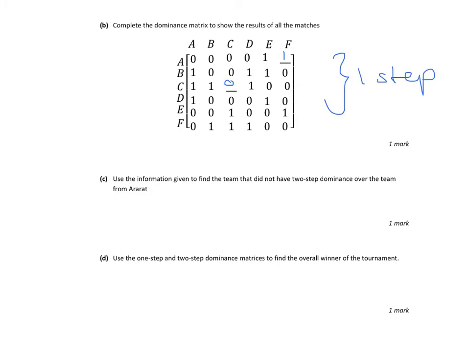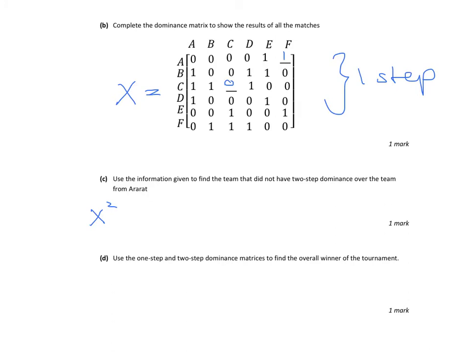step. So if we call that x, just for the sake of knowing what we're talking about, our 2-step will be x squared. And then we can read from the Ararat team, we're reading down the column to check who has any 2-step dominances over that. So when we actually do that, we find that the only team that does not have any value, or has a 0 in that first column, is D, and that's Derranellum.